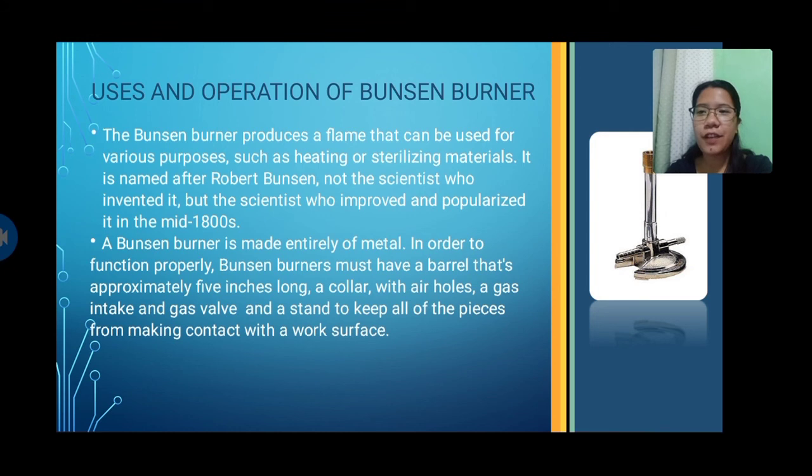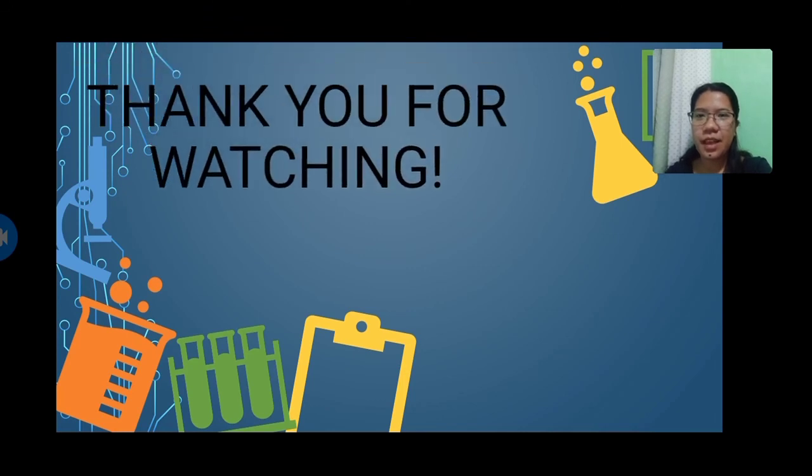In order to function properly, Bunsen burner must have a barrel that's approximately 5 inches long, a collar with air holes, a gas intake, and a gas valve, and a stand to keep all the pieces from making contact with a work surface. And that would be all.